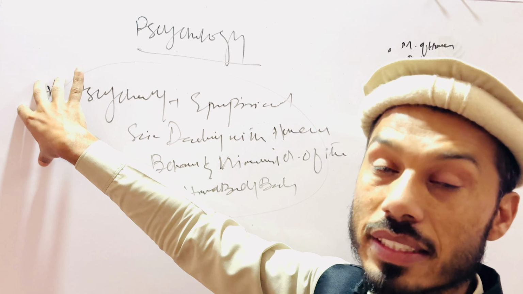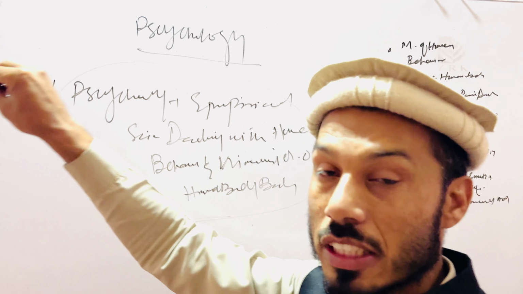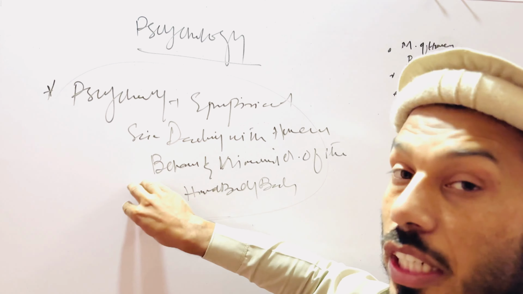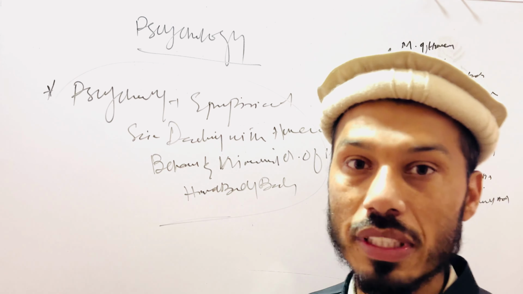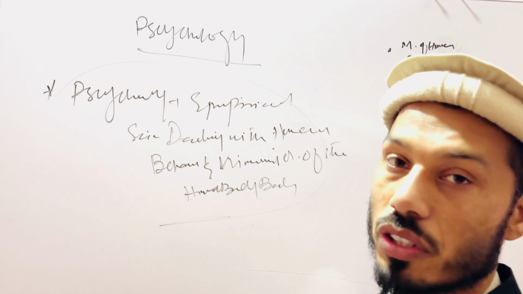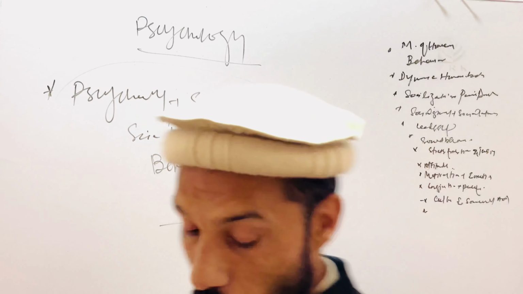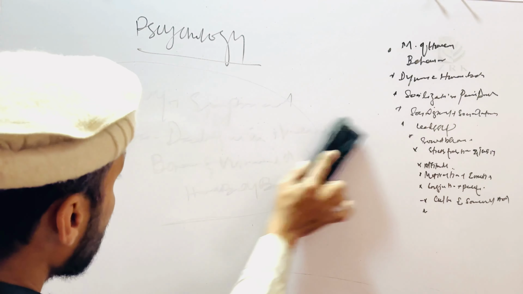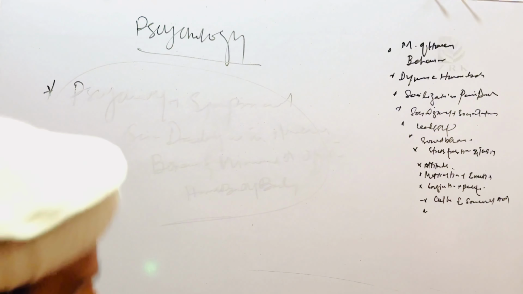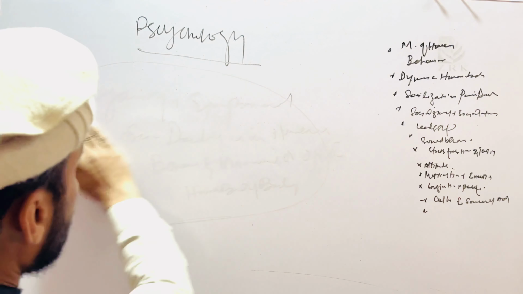Psychology is the empirical science which deals with the process of the human mind with the behavior of the human body. It's called psychology. So after the psychology, I discussed what is social psychology.